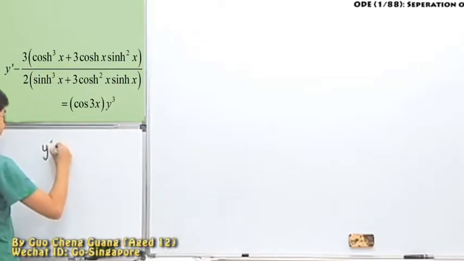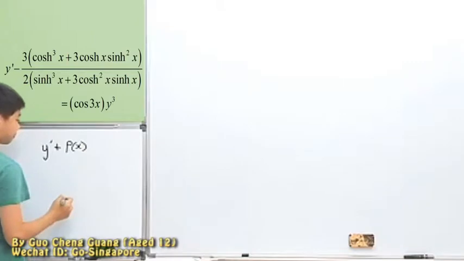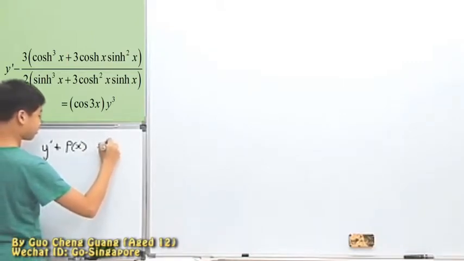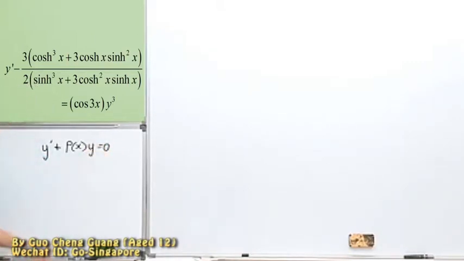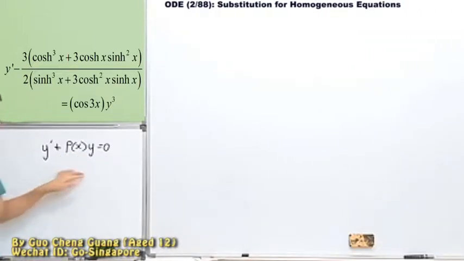Y prime plus, for example, just px, and here times the actual y. And for this first order, linear and homogeneous. Now this first type that we've learned is very simple. We just use the separable ordinary differential equations.